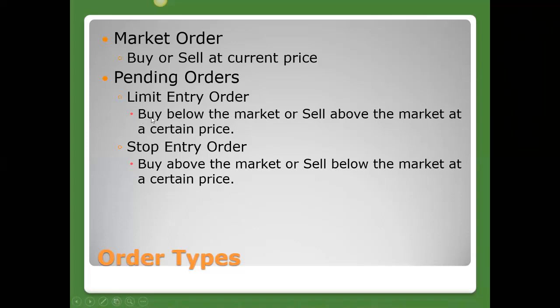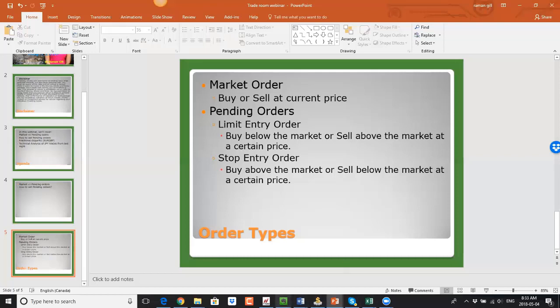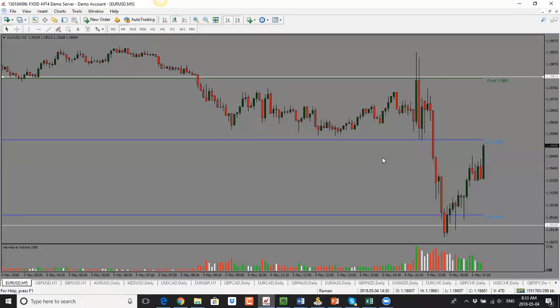Limit orders means you are buying below the market or you're selling above the market at a certain price. So it sounds a little confusing, but stay with me here. So buy below the market, right? Or you're selling above the market. So let's take a look at that. Let's go to our charts here.